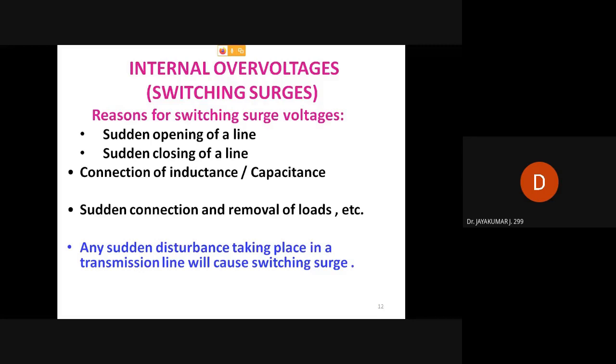Yeah, we will come to the second reason, switching surge. Please note down what I have shown in your notebook. Then after that, I will explain. The second reason for overvoltage is an internal factor. The reasons for switching surge or voltage surge are sudden opening of the line, sudden closing of the line. That means connecting of load and disconnecting of the load, and sometimes connection of inductance, connection of capacitance. Please get that noted down.